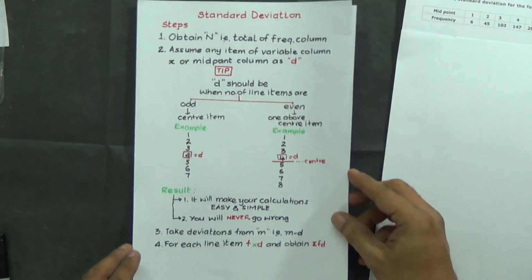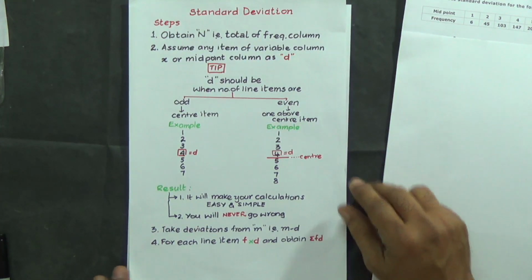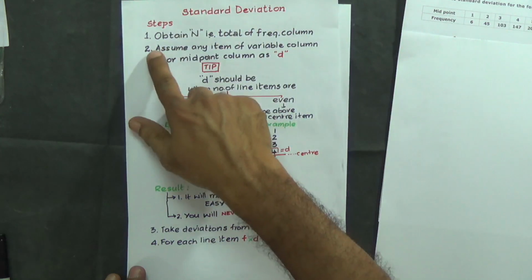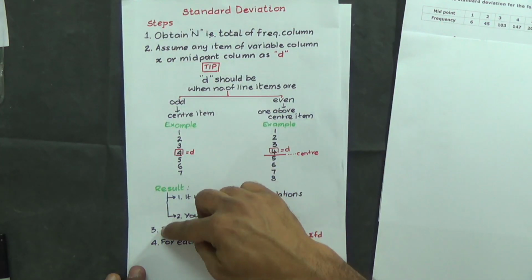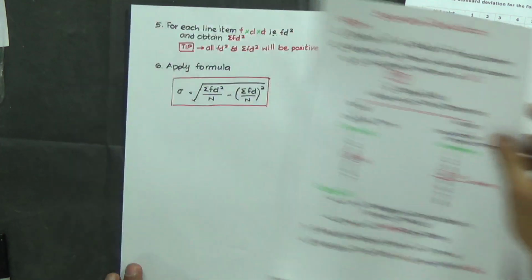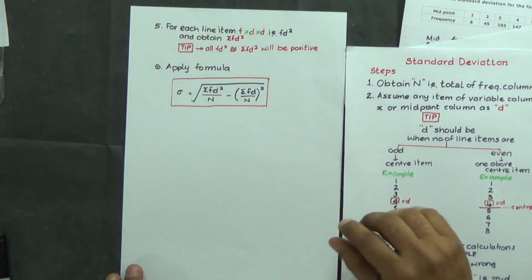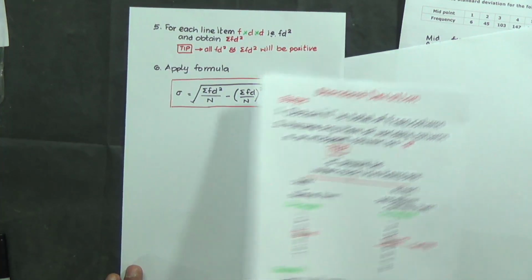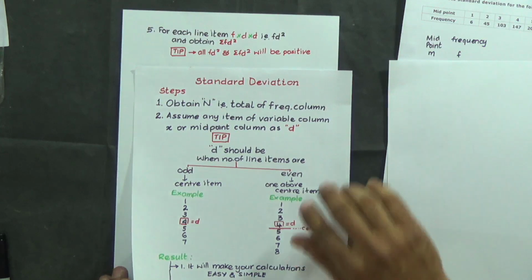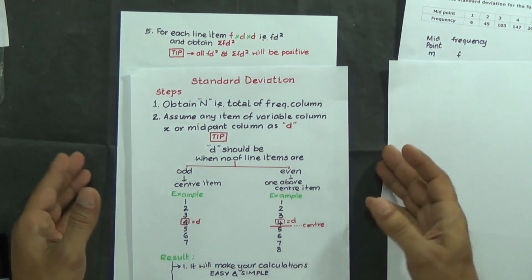This is a formula-oriented sum, and the steps are very simple, 6 steps. These steps are 1, 2, 3, 4, 5 and 6. If these 6 steps are followed, we can solve this problem with great simplicity and ease. Let us see how these steps are going to work out for us.